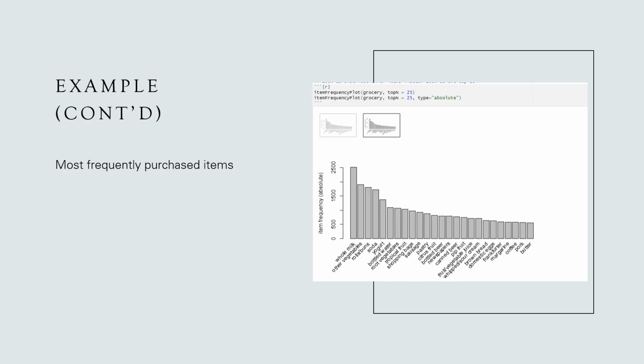This is just a frequency plot of the top 25 items. Obviously you can see whole milk, as mentioned before, was 2,500 times it appears in the data set, and so on.